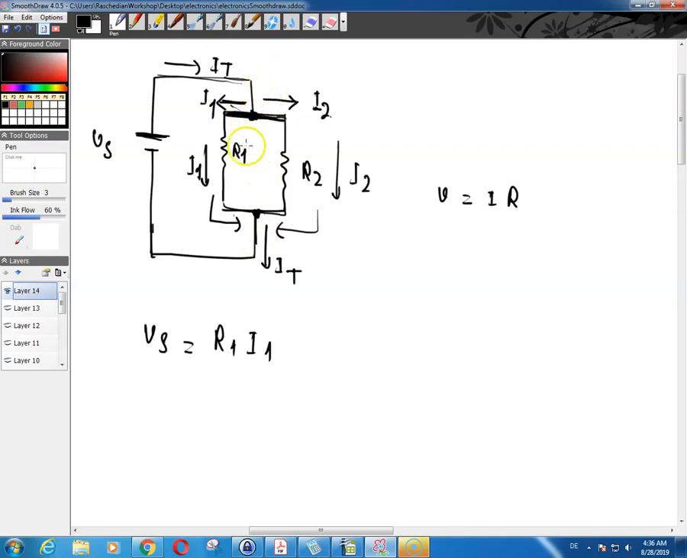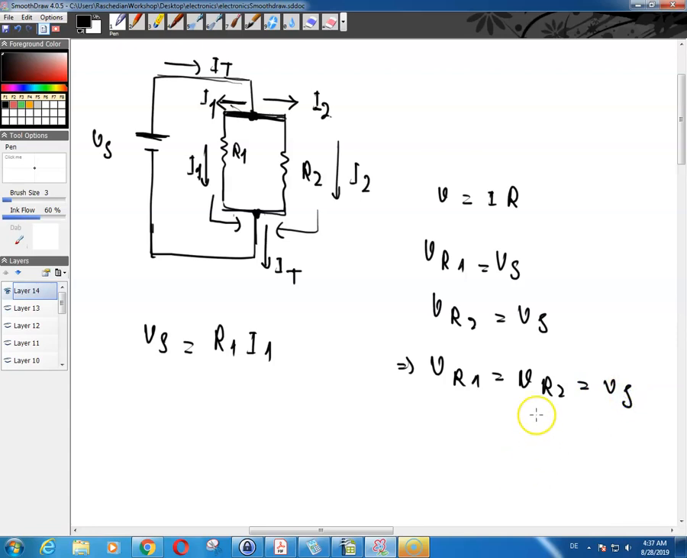meaning that the voltage across R1 or V of R1 is equal to the power supply voltage V of S. V of R2 is again the same thing, V of S. So you can say that V of R1 is equal to V of R2, which is equal to V of S. So what that means is that, and of course you know that the voltage across this resistor is equal to the current going through the resistor times the resistance of the resistor, which means that R1 times I1 is the same thing as R2 times I2 is equal to V of S.